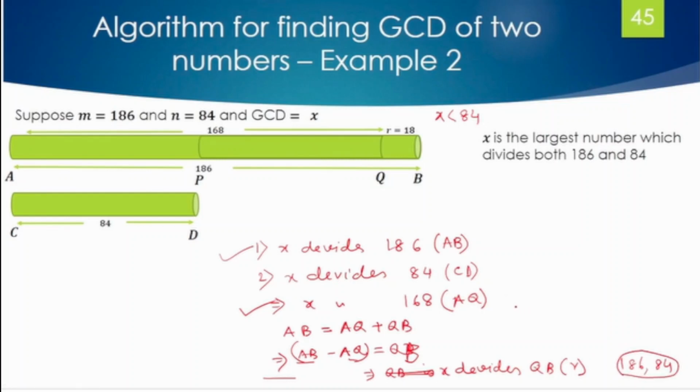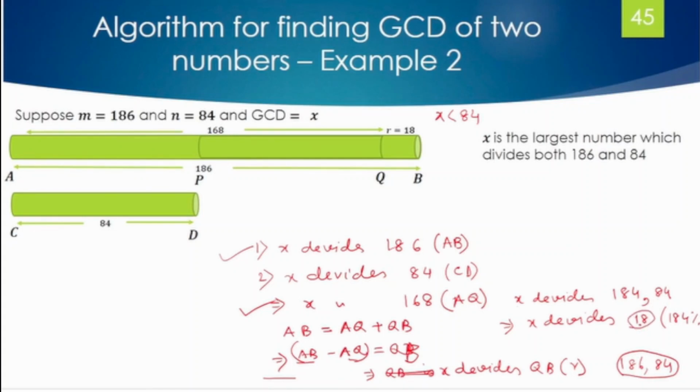So x is the largest number. x divides 184 and 84 both. That implies x divides 18 as well. That is, 18 is 184 modulo 84. The modulo operator provides you the remainder. So if x divides 184 and 84, then x also divides the remainder 18.